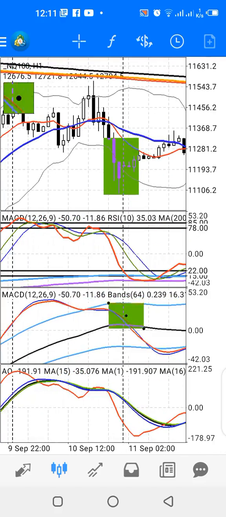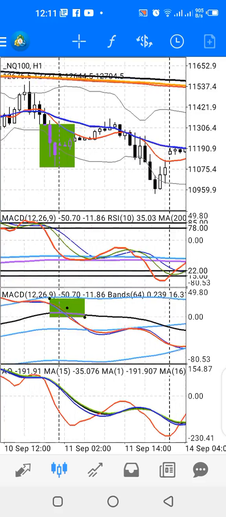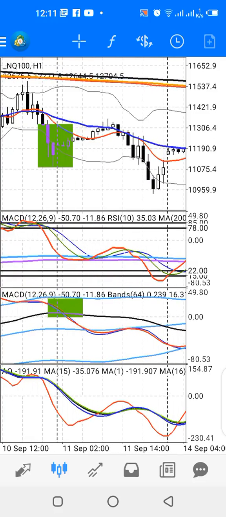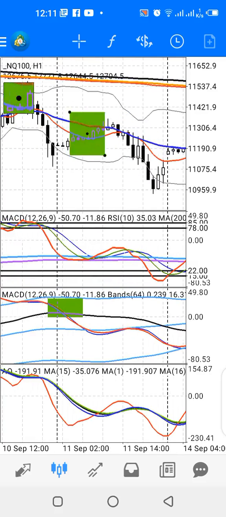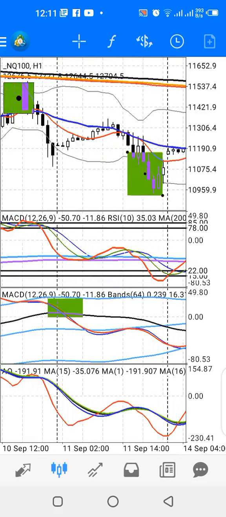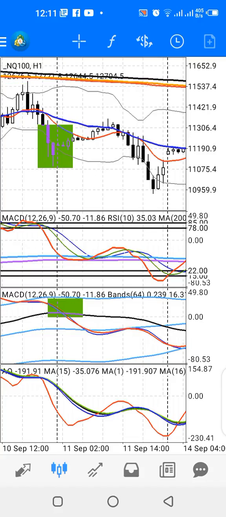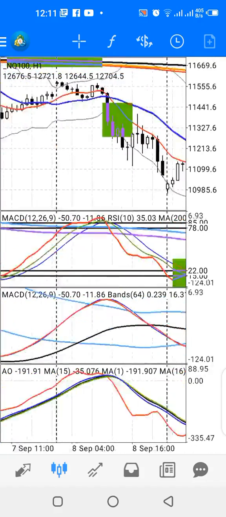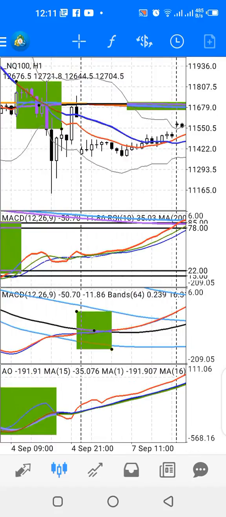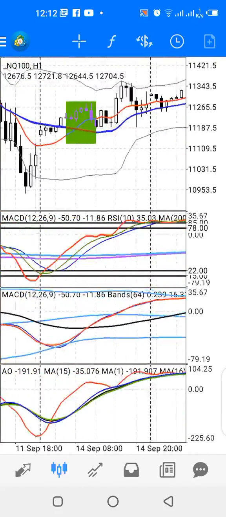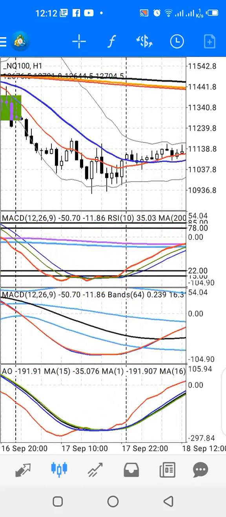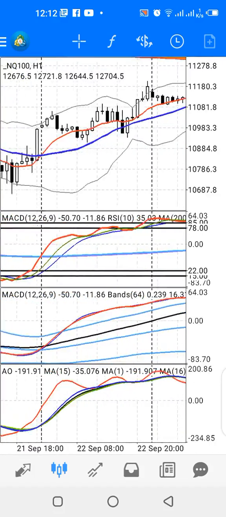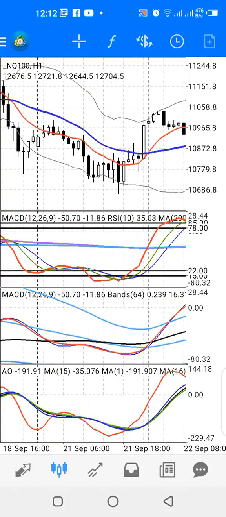Okay, by the time it touches the black line, that's like a confirmation that you can sell. You can see what happened. Consolidation, then price dips. All right, so that's that for indicator window 2.